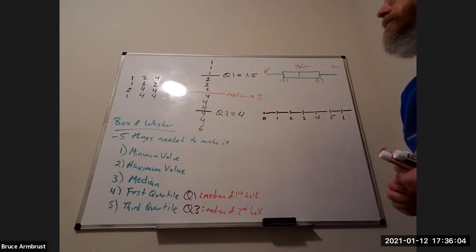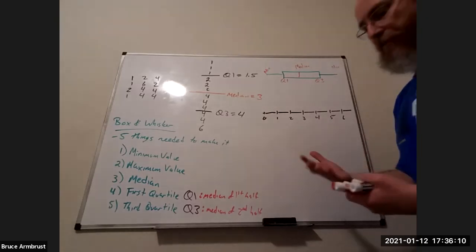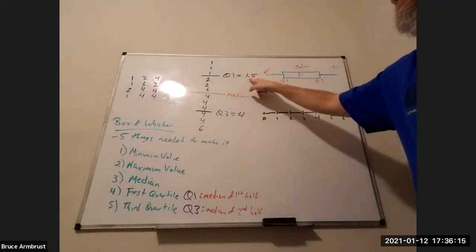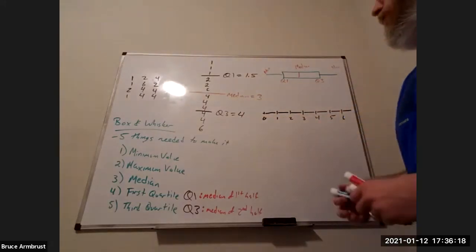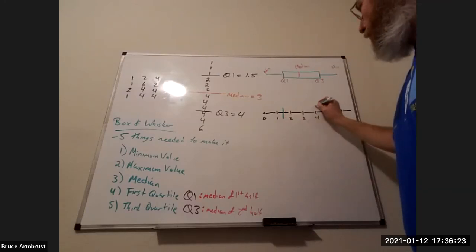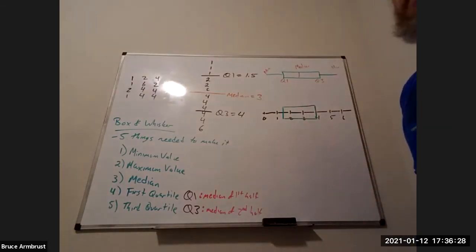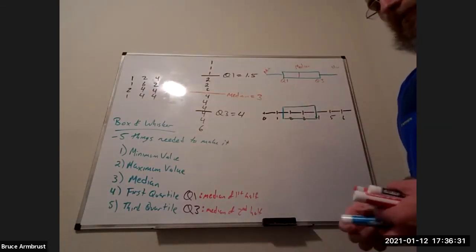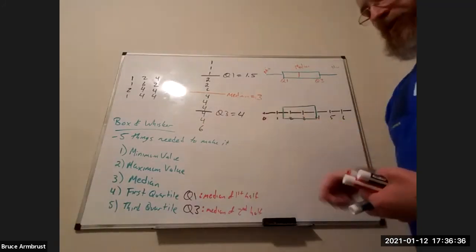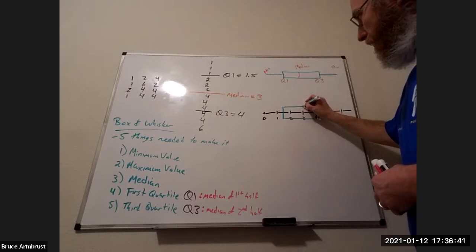So I'm going to start with the box, and I'm actually going to use the quartiles to create my box itself. So my quartiles, the first quartile was 1.5, and the third quartile was 4. So my box is going to go from 1.5 to 4. Let's draw in our median. Our median was 3. So I'm going to draw in my median.